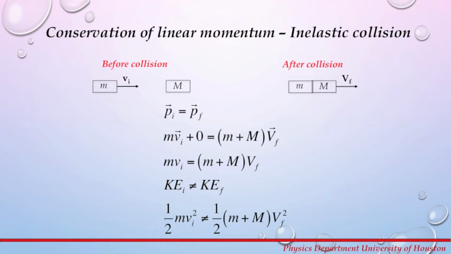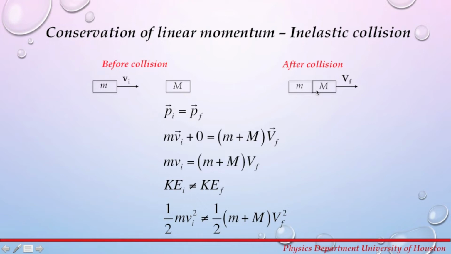Now we will move on to the conservation of linear momentum for the inelastic collision. Before the collision, again, the target that has a mass capital M is at rest and the projectile moves with initial velocity vi.